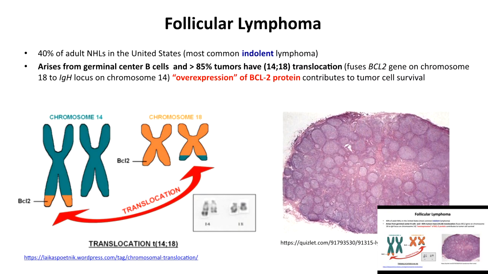So what's happening in the follicular? Here you can see a lot of follicles that are basically involving the entire length and breadth of the lymph node, the cortex, the medulla, almost the entire lymph node. So what's the translocation here? 14;18. What's on 14? BCL2. BCL2 we know is anti-apoptotic.